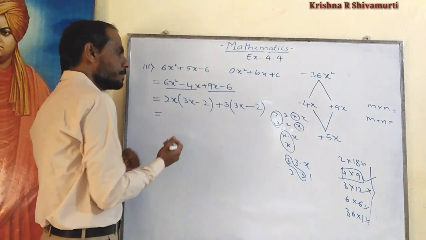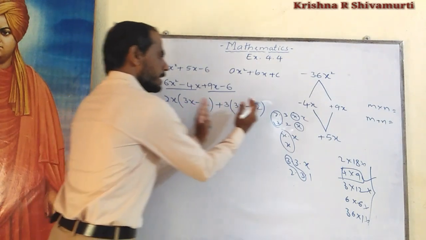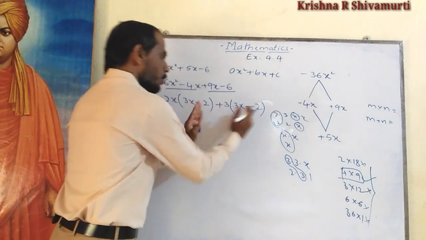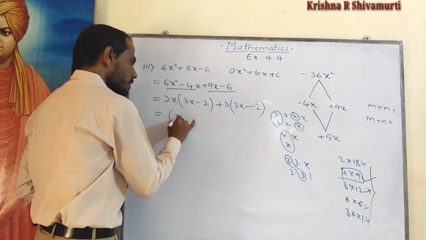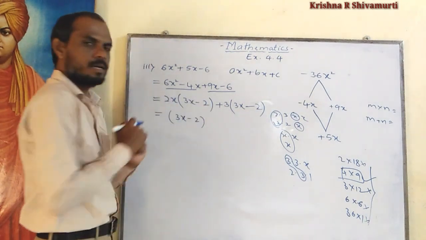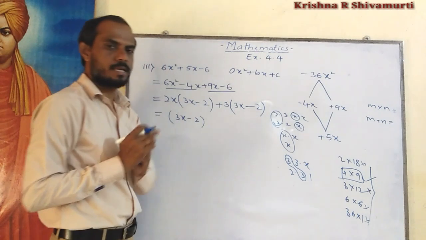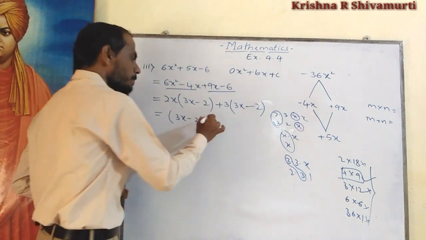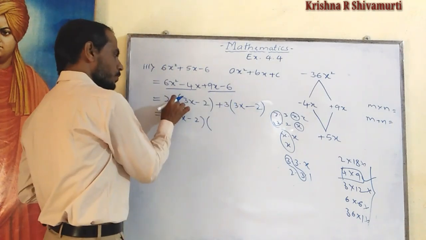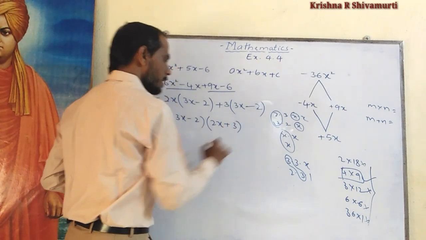Okay, the next step. What is a common thing? This is the first term. This is the second term. Now, in these two terms, what is a common term? Now 3x minus 2 is common for both the terms. Here also 3x minus 2, here also 3x minus 2. Then what remains as the factor in the first term and the second term, with the sign? What is it? 2x plus 3.